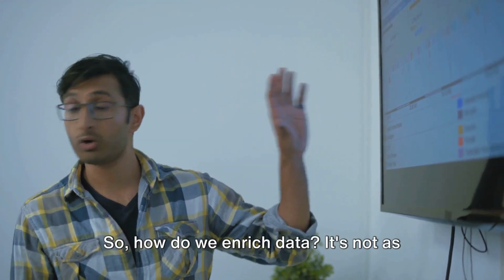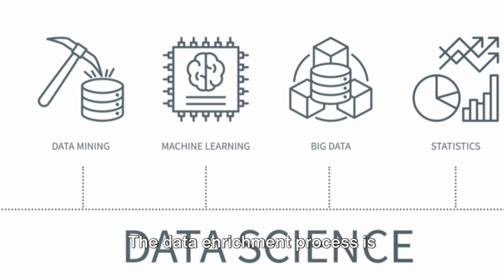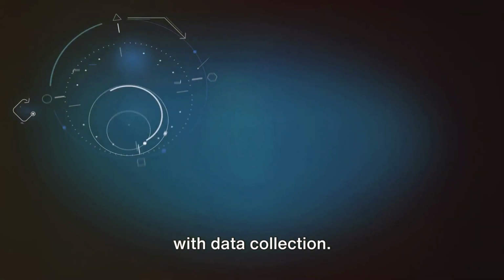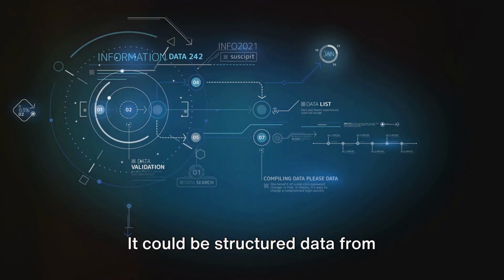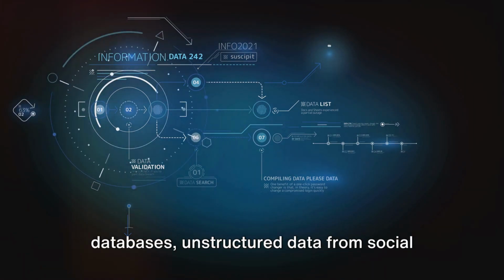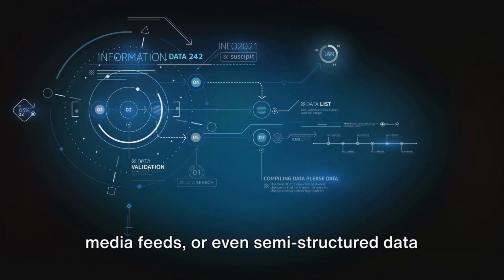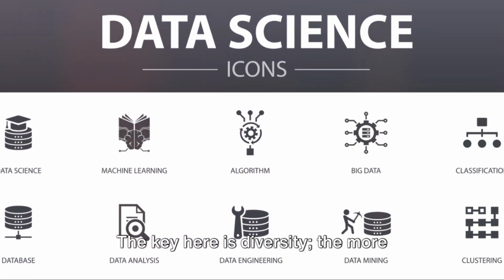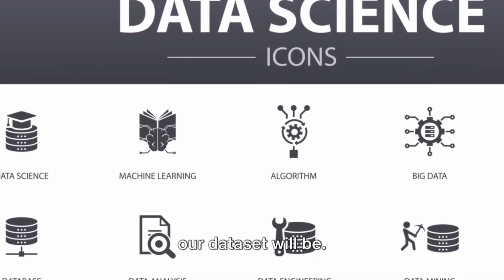So, how do we enrich data? It's not as complex as it might seem. The data enrichment process is essentially a four-step dance that begins with data collection. This is where we gather raw data from various sources. It could be structured data from databases, unstructured data from social media feeds, or even semi-structured data from web scraping. The key here is diversity. The more diverse our data sources are, the richer our dataset will be.